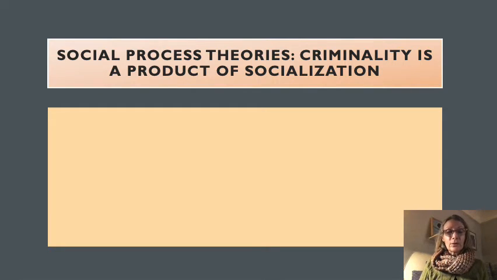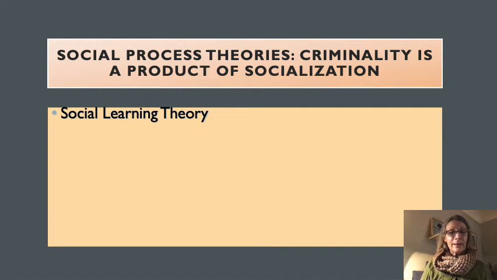The other branch of sociological theory is known as the social process theories. From this perspective, they say, look, a lot of people are born into poverty and they don't become criminals. And that's true. So poverty alone cannot explain why people engage in criminal behaviors. Society does play a role, but it's not that society creates poverty and poverty creates criminals, but rather that criminality is a product of the way an individual is socialized.